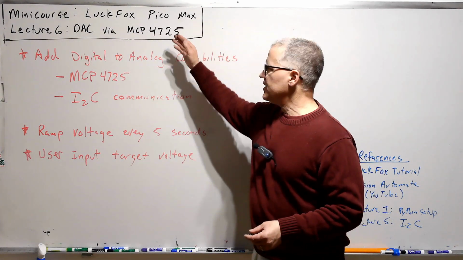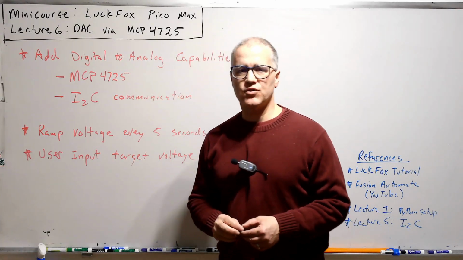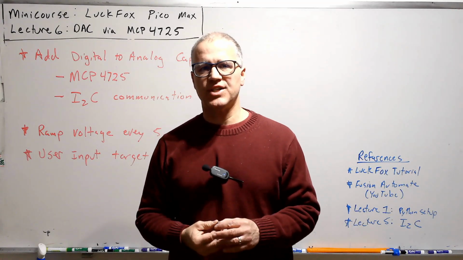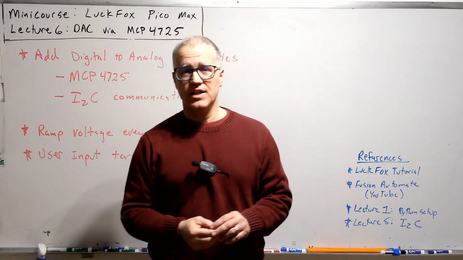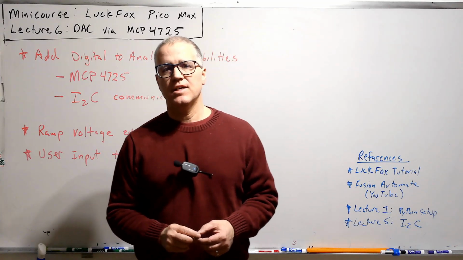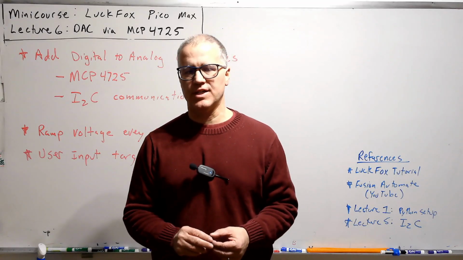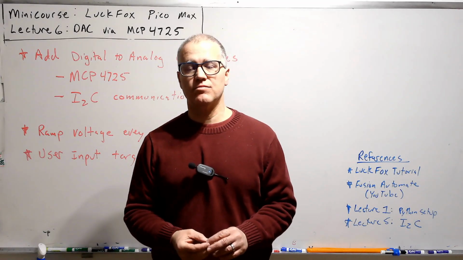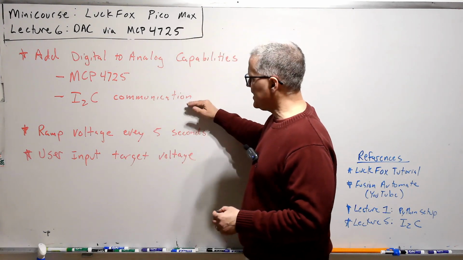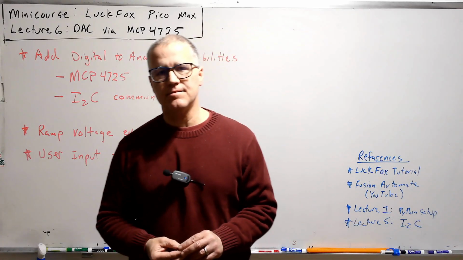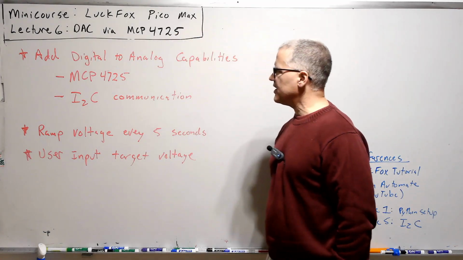So today we're going to utilize a very tiny chip here, the MCP4725, to add digital to analog conversion capabilities to the LuckFox. We have seen in an earlier lecture that we can take in analog voltage, but like many microcontrollers, it doesn't have the digital to analog output that is often nice to have in a laboratory setting. But with this and some I2C communication, we can add to this capability. And so that's the main goal of this lab.